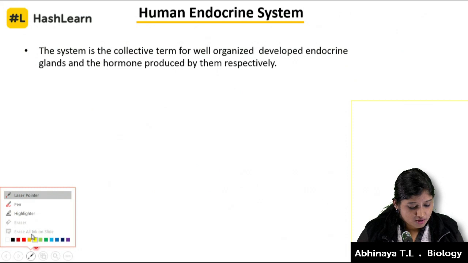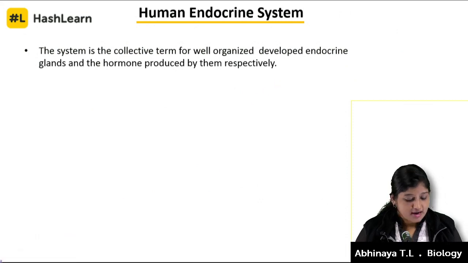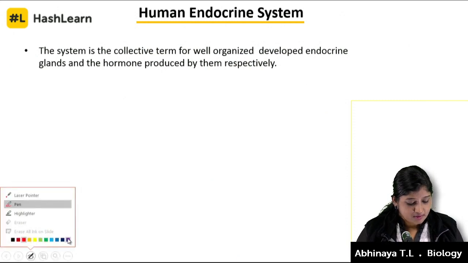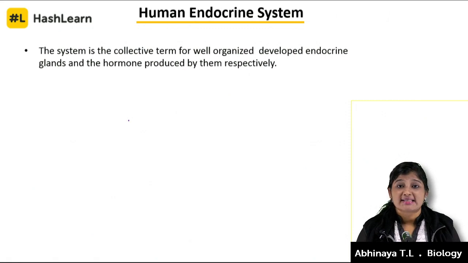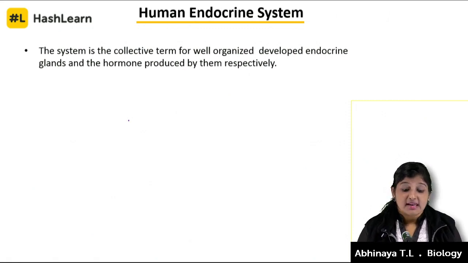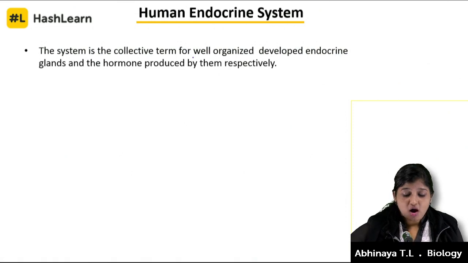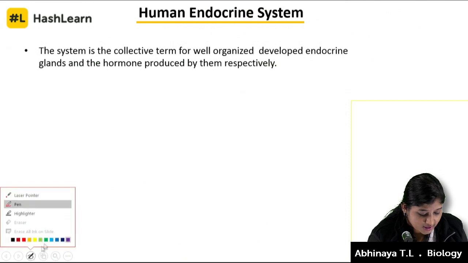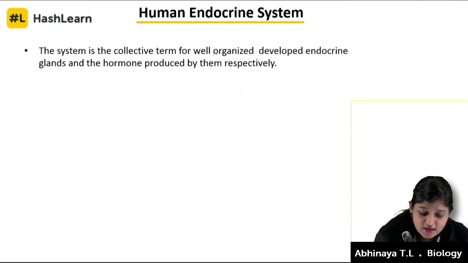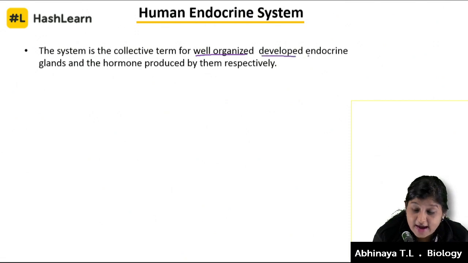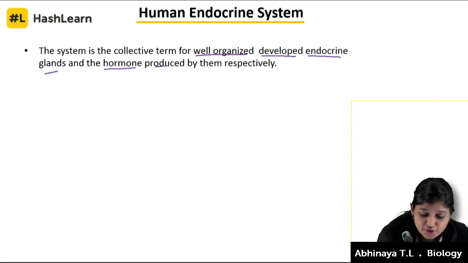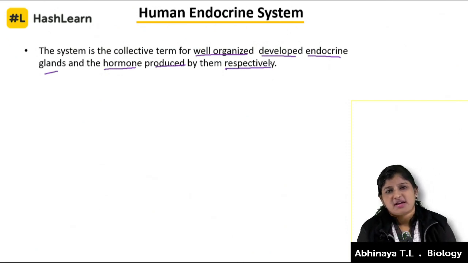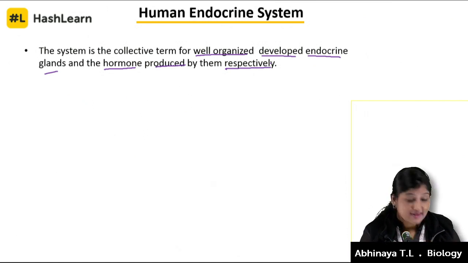Now here we are going to talk about the human endocrine system. The system is the collective term for well organized, developed endocrine glands. This is just a definition. I'm saying well organized, developed endocrine glands and the hormones produced by them respectively. So the endocrine system is the n number of endocrine glands which are developed properly and organized properly in our body, and the hormones secreted by them respectively.